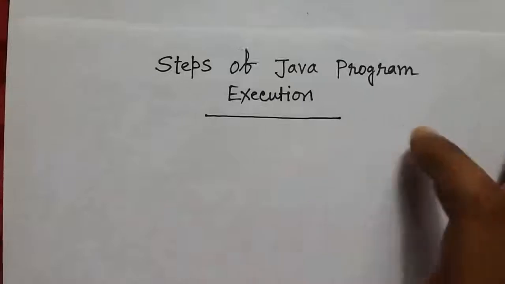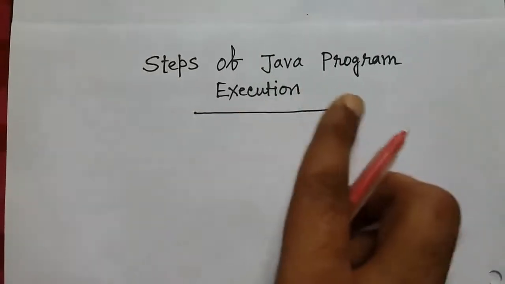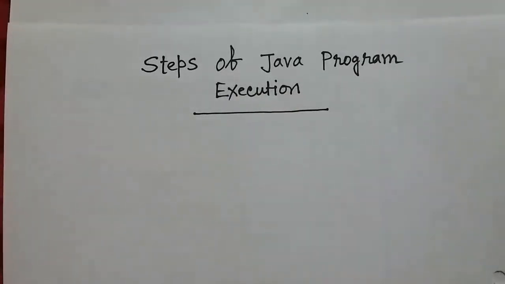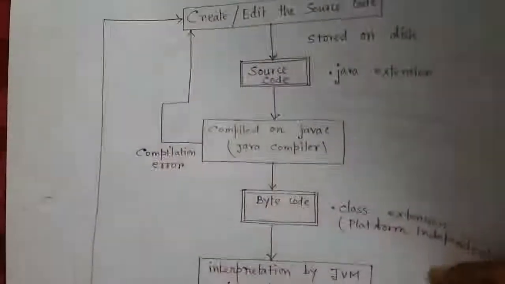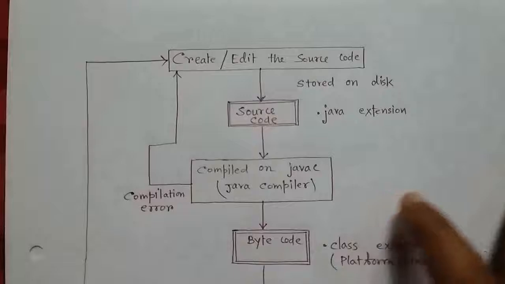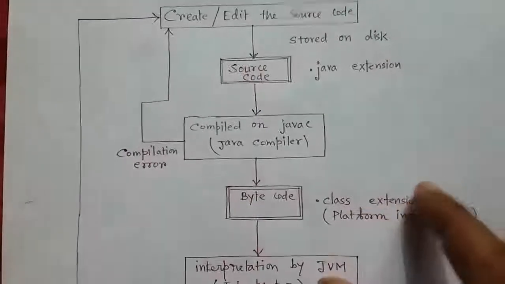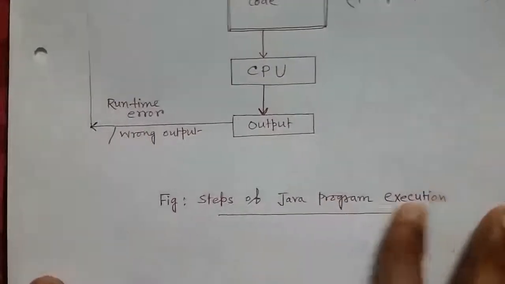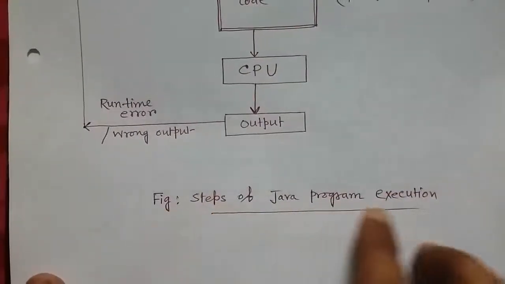Today our lesson is the discussion regarding steps of Java program execution. You know the Java program is not executed directly by the CPU of a system. There are some steps, so today we will learn those steps. As you can see here, this is the diagram or flowchart of Java program execution. It is a big flowchart with a lot of steps involved in it, the figure steps of Java program execution.